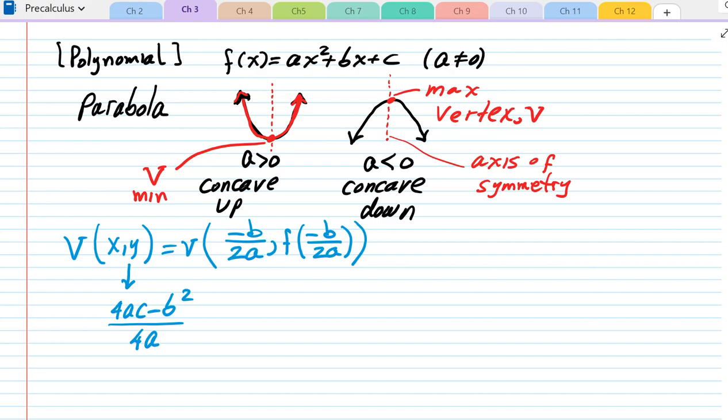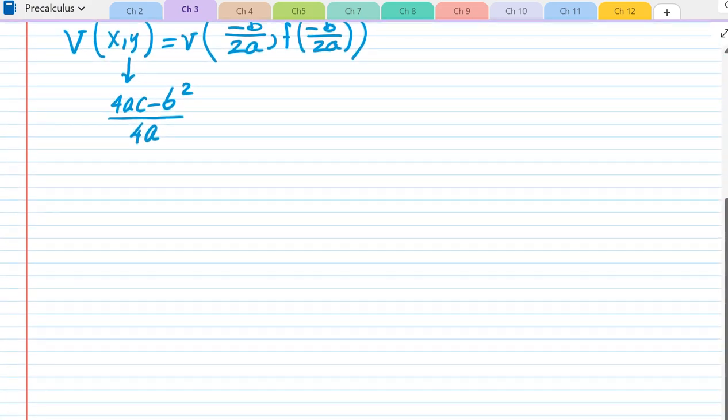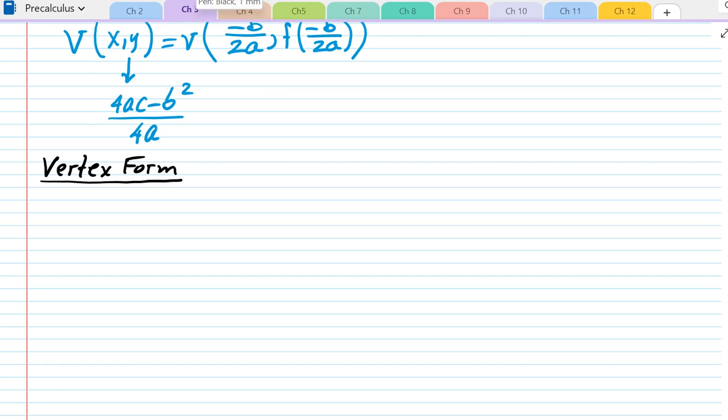Now, there is a second form. All in all, there are about half a dozen different forms of quadratic functions, but the second form that we're going to look at in this lecture is what we call the vertex form. It's called vertex form because if you have the correct form, you can actually identify the vertex from the graph here. So the vertex form looks like this.